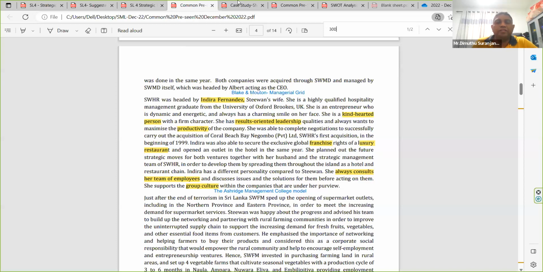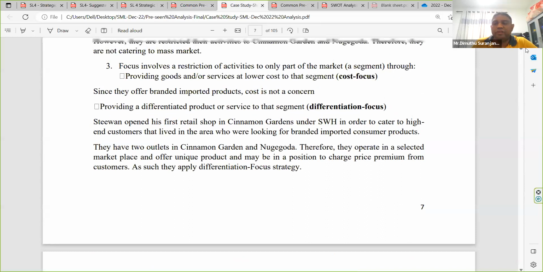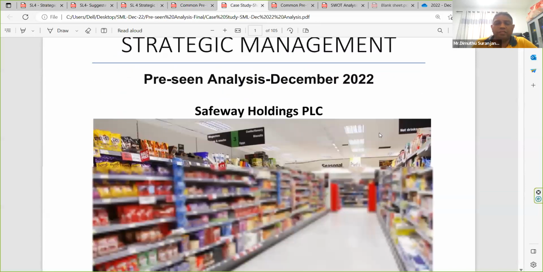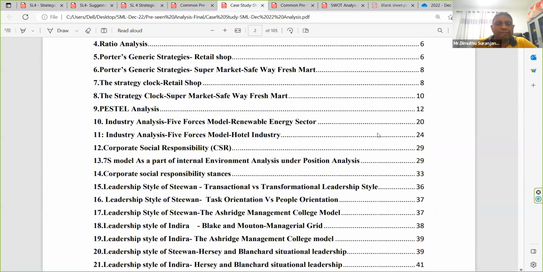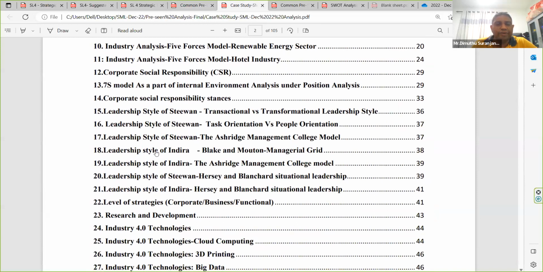So we'll see my analysis. I have done this one, because I have identified that one. See, a different model has been used. Leadership style of Indira. See here, number 18. Number 18, leadership style of Indira, Blake and Mouton Managerial Grid.